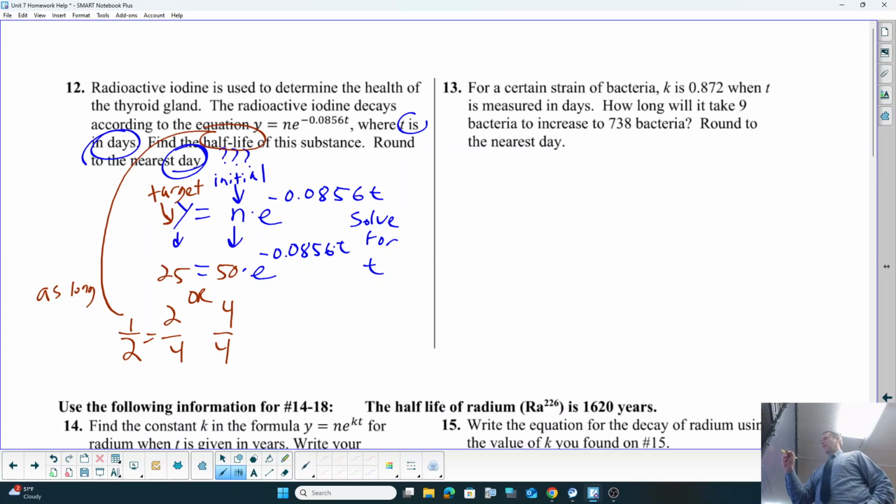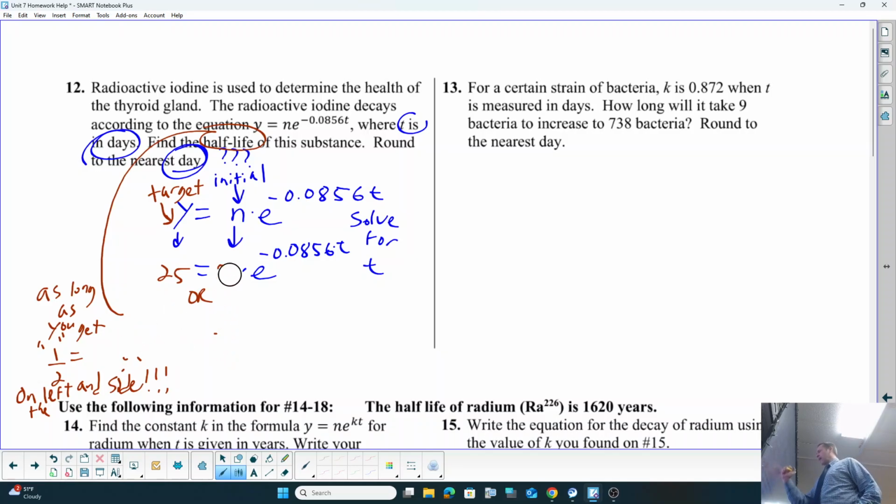As long as you get half on the left-hand side. Does that make sense? So we could use 50 and 25, as long as we get a half on the left-hand side. It doesn't matter what they are. So we could choose 4. That means this has to be half of 4, which is 2. Now we divide it over.